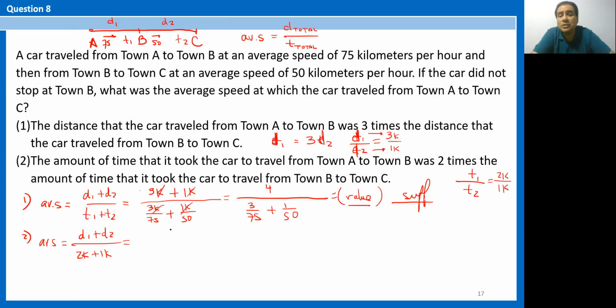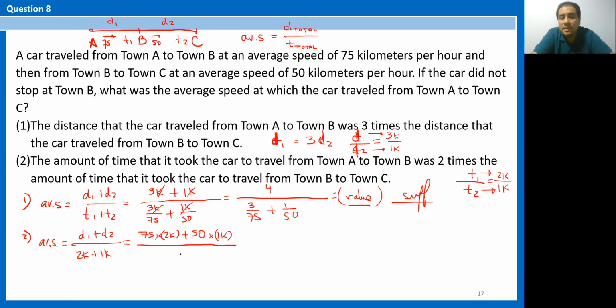So it's still sufficient. And what about in statement 2, you have distance 1 plus distance 2. We can express now the distance as the product of the speed multiplied by the time in the first span, that is 2k, according to this equivalence here, right? So the distance 2 would be the speed multiplied by the time, which would be 1k.